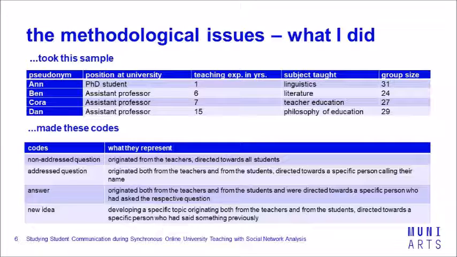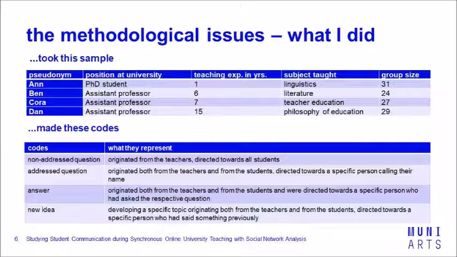Now, I was interested in interaction there, right? So I was listening to the recordings, and I categorized interaction into 4 broad categories. The first one is non-addressed question. Those were questions asked by teachers directed towards all students. So these were the questions that teachers were asking without calling anyone by their specific names.